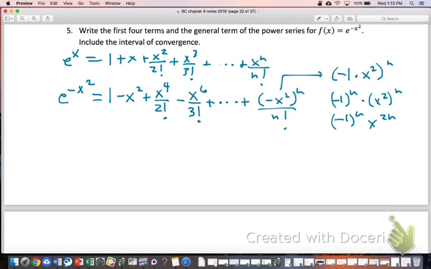Let's see here. An interval of convergence. Negative infinity is less than negative x squared is less than infinity.